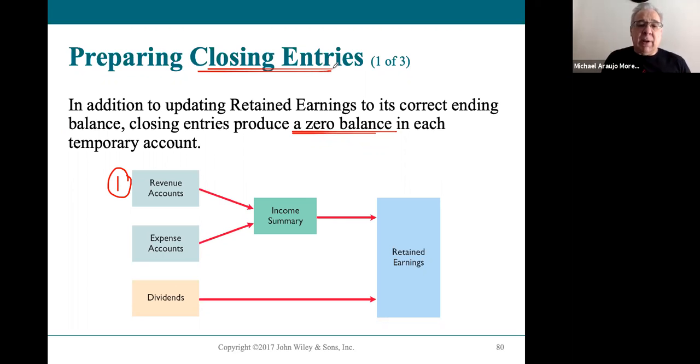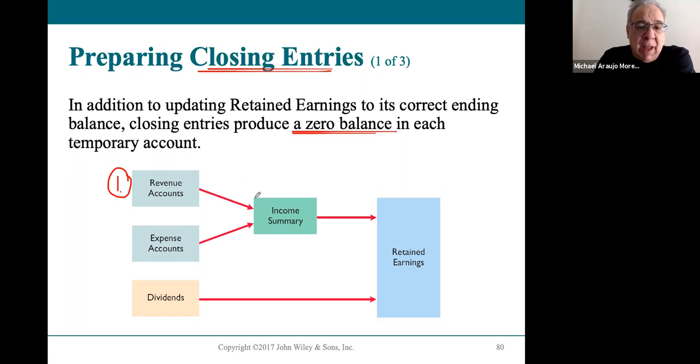Okay? But there's a way to do it that you're learning. The first thing we do is we have to zero out, close our revenue account. You know that revenue has its account balance sitting on the credit side. Revenue would have a normal credit balance. Okay. Well, to get the revenue account to zero, we're going to have to put an equal amount on the debit side. But once we do that, we need an offsetting credit.